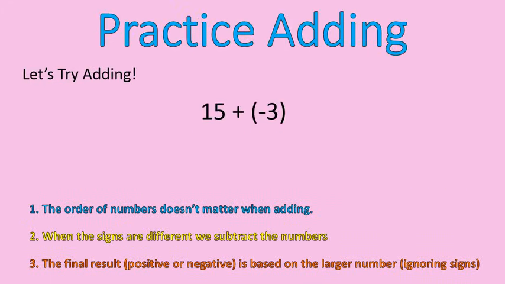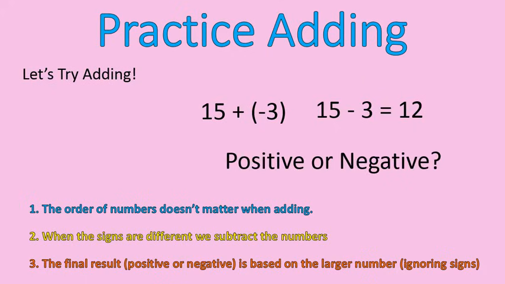This is our practice. Go ahead and pause the recording. Try to add 15 plus negative 3. Hopefully you're back now. This is what we would do. The signs are different, so we're going to subtract. 15 minus 3 is 12. Then we ask ourselves, is it going to be a positive 12 or a negative 12?